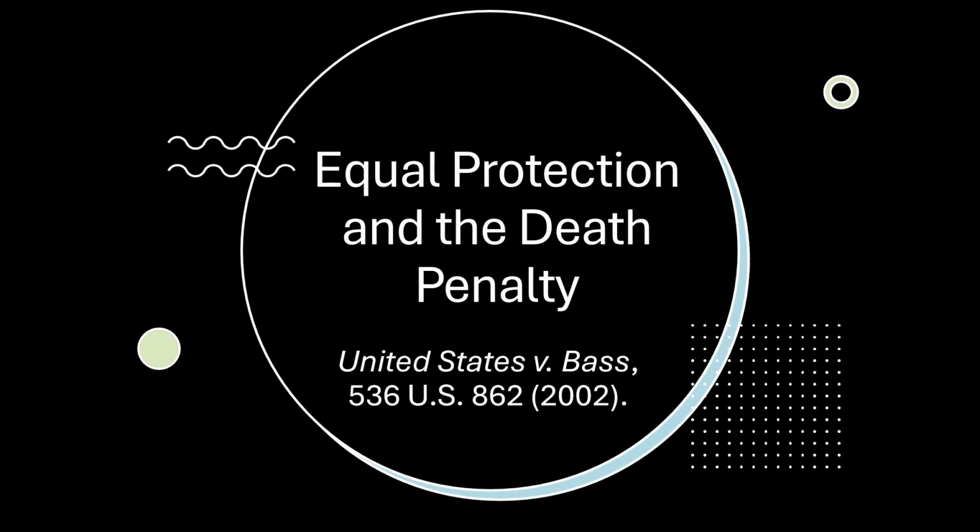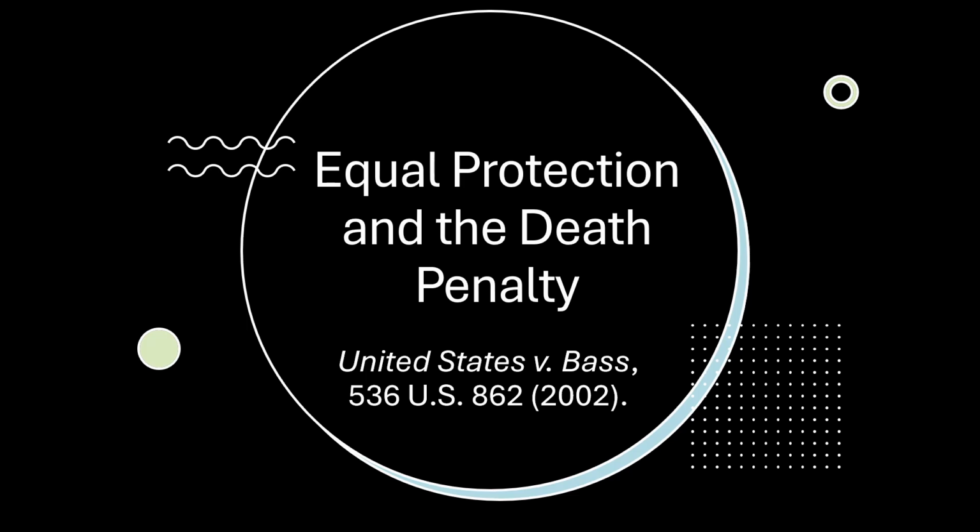In United States v. Bass, 536 U.S. 862, 2002, John Bass was charged with killing 2 individuals and faced the federal death penalty. He requested discovery regarding the federal government's death penalty charging practices, presenting data from the federal death penalty system, a statistical survey, 1988 to 2000. The data showed that African Americans were charged with death-eligible offenses more than twice as often as European Americans.